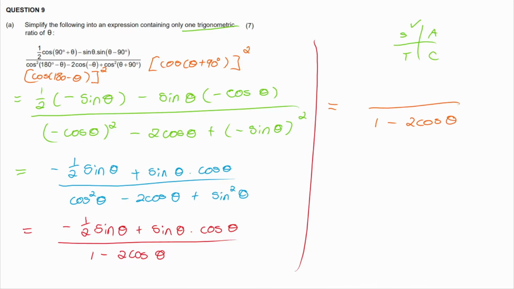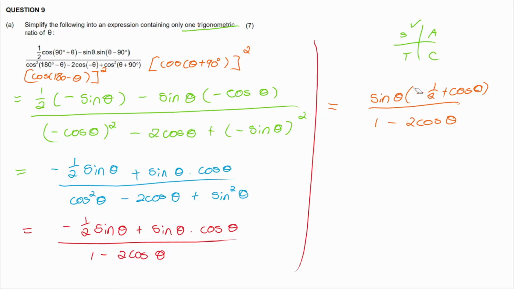So we need to take a common factor out at the top that will leave us a bracket of 1 minus 2 cos theta at the top, because we know we need to cancel this because we want a single ratio. So what you'll see is if I take out just sine theta as a common factor at the top, I'm going to get -1/2 plus cos theta. You see these brackets are not the same, so I can't cancel.